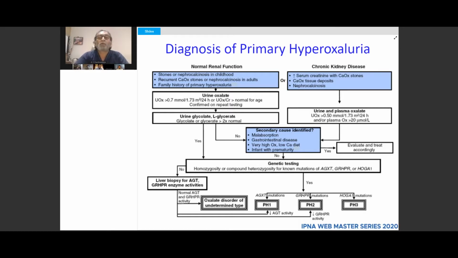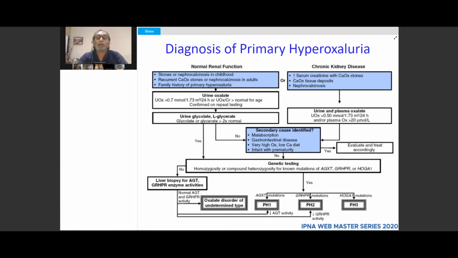If the patient has chronic kidney disease associated with calcium oxalate stones, or CKD with calcium oxalate deposits, especially in the retina, or when you do an AV fistula you can sometimes find calcium oxalate crystals, or chronic kidney disease with attendant nephrocalcinosis, again you suspect primary hyperoxaluria. In a patient with CKD, if the urinary oxalate is more than 0.5 millimoles per 1.73 meters squared per 24 hours, or plasma oxalate is more than 20 micromoles per liter, it suggests primary hyperoxaluria. And then you confirm it by molecular testing for mutations in AGXT, GRHPR, and HOGA1.